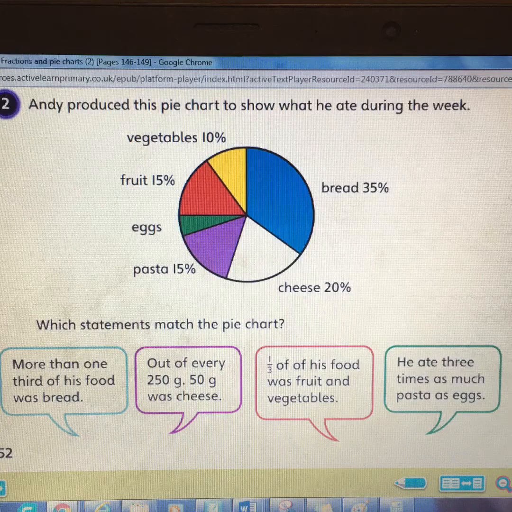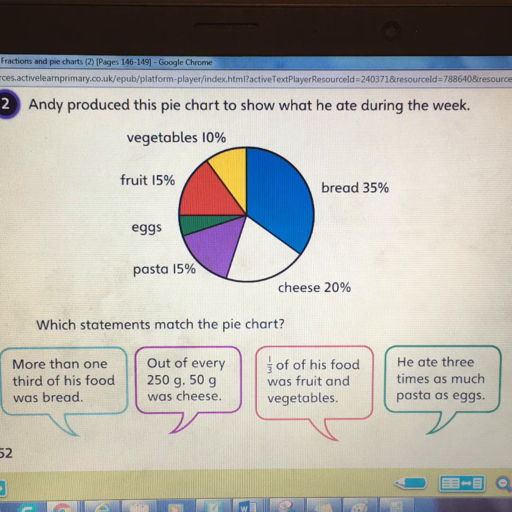Here is question 2. Andy produced this pie chart to show what he ate during the week. And at the bottom, there are 4 statements. So which statements match the pie chart? So which ones are correct and which ones are incorrect?